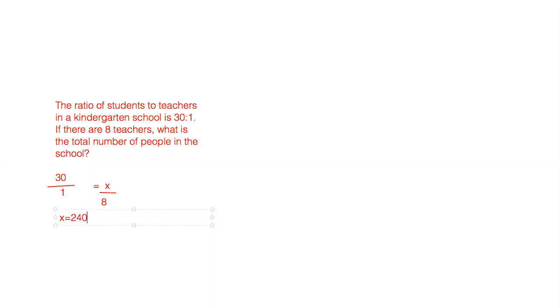Okay, so we need to add that number of teachers and students to find out the total number of people in the school. If we go back to our question, it says that the school has 8 teachers. And there's 240 students in the school. So 240 plus 8 will give us 248. Okay, so that's our answer. Next question.